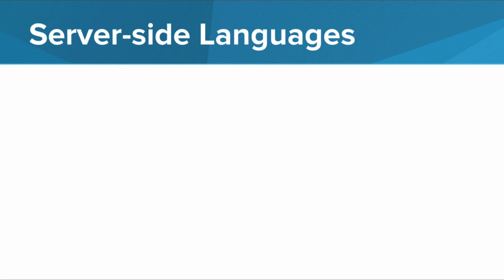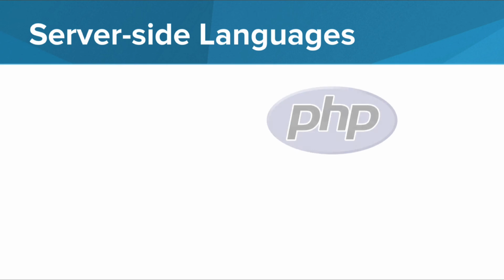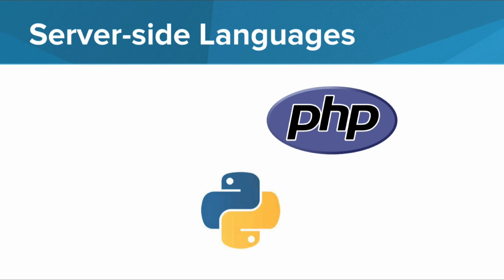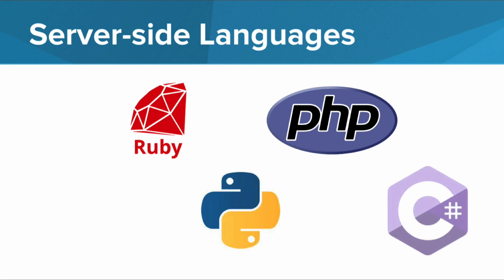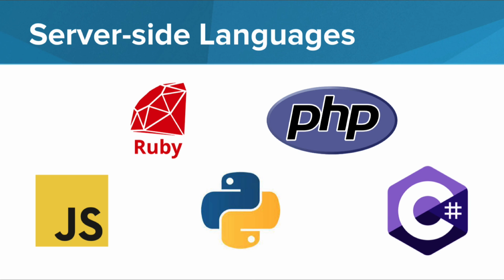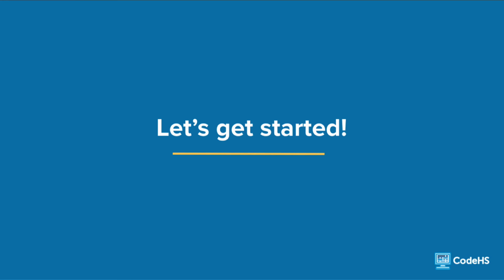Server-side code can be written in any number of programming languages. Examples of popular server-side web languages include PHP, Python, Ruby, C#, and JavaScript with Node.js. The server-side code has full access to the server operating system, and the developer can choose what programming language they wish to use. Let's take a closer look now at using PHP as a server-side scripting language.